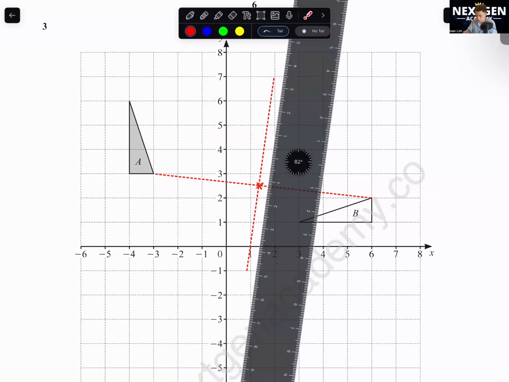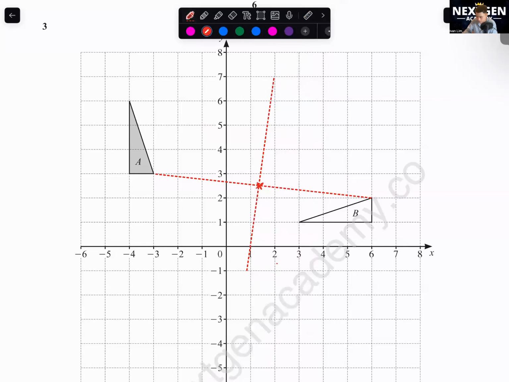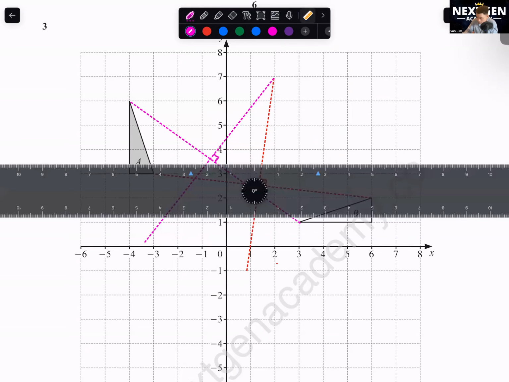Understand? Okay, so you draw one perpendicular bisector, then you repeat for another one. Let's just say we take another one with a slightly different angle. So this one here. You will get something like this. They will meet over here.